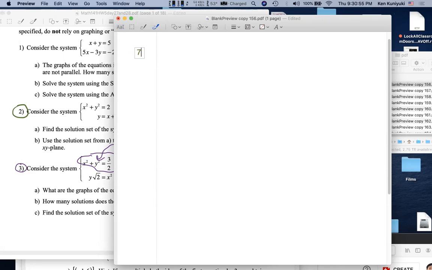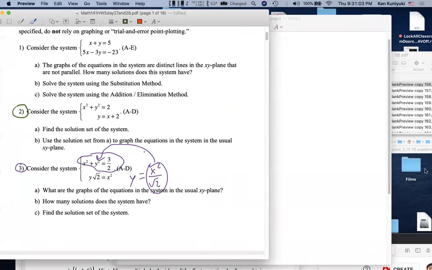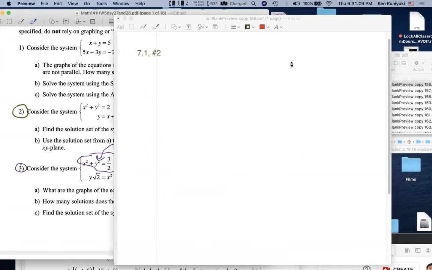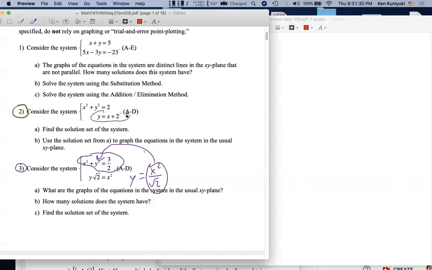So 7.1 number 2. A, find the solution set of the system. Now this is very naturally set up for what technique? Well, we don't have too many like terms here, so I wouldn't recommend the addition elimination method. This is prime for substitution, right? As it stands, we have y as a function of x, and we take the x plus 2 and plug it in. But it's easy to mess up the algebra.